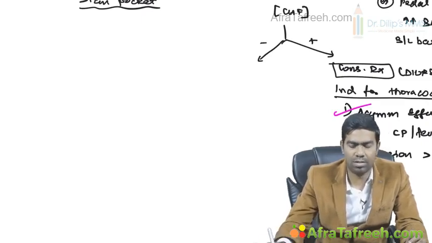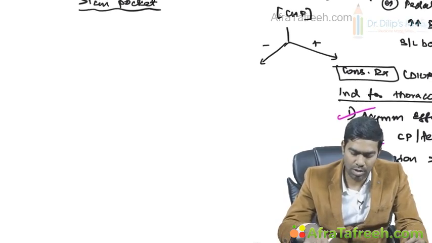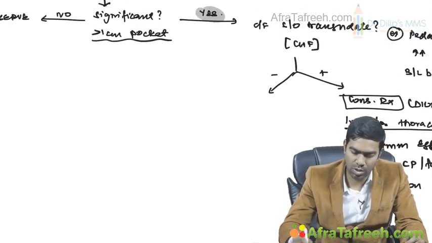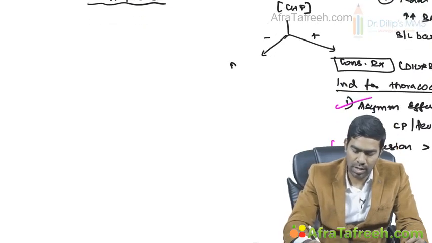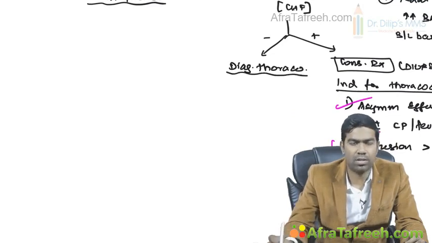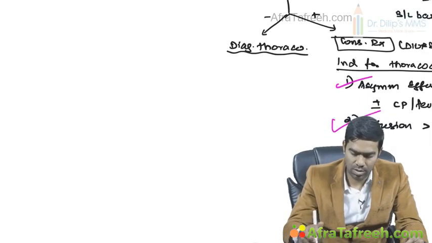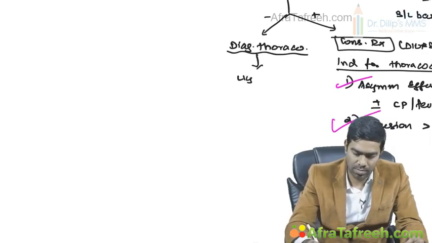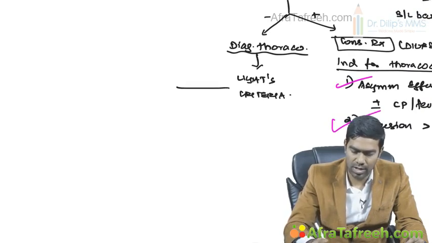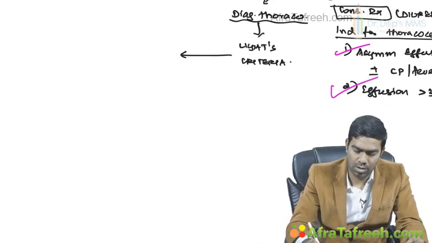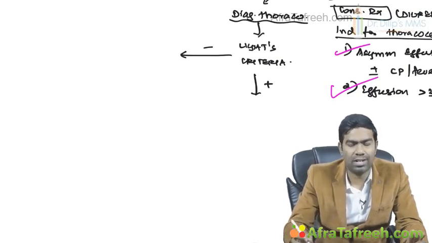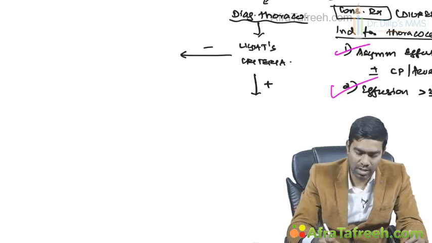So if there are no features suggestive of a transudate and you already know it is a significant effusion, having more than 1 centimeter pocket, then do a diagnostic thoracocentesis. What you're going to see in the diagnostic thoracocentesis is the typical Light's criteria. Light's criteria may be positive or negative. Suppose Light's criteria is negative, it's very likely to be a transudate.